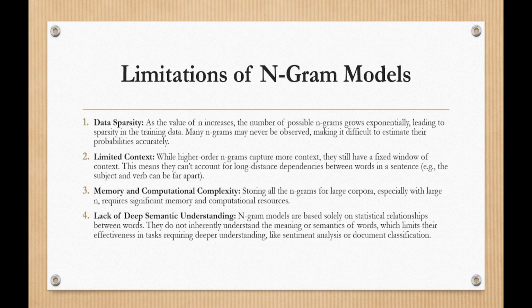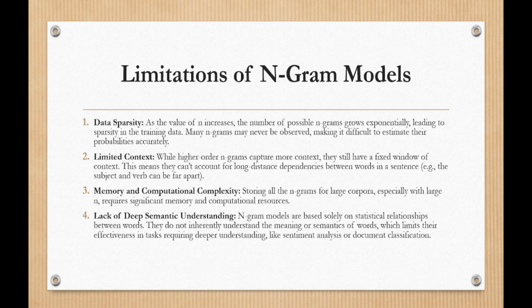Memory and computational complexity. Storing all possible n-grams for a huge amount of text takes up a lot of space and memory. For example, if you have a huge book with many possible combinations of words, the computer needs a lot of power to keep track of all these combinations. This can be slow and need a lot of resources, especially when n is large.